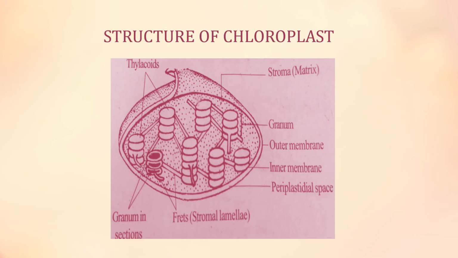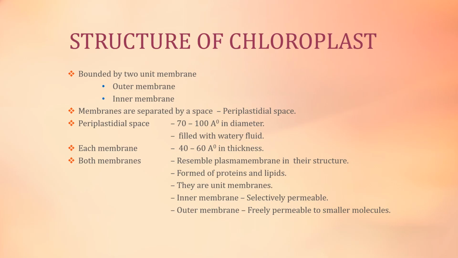This is the structure of the chloroplast. A chloroplast is bounded by two unit membranes, namely an outer membrane and an inner membrane. The two membranes are separated by a space called the periplastidal space. The periplastidal space is 70 to 100 Angstrom in diameter and it is filled with watery fluid. Each membrane is about 40 to 60 Angstrom in thickness.